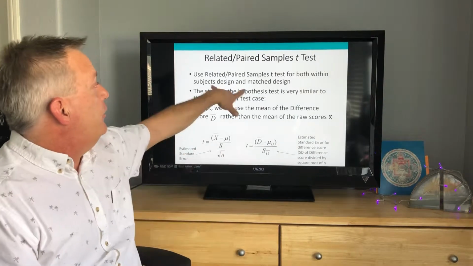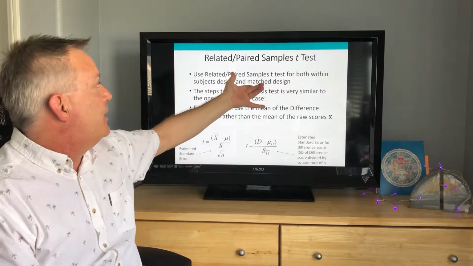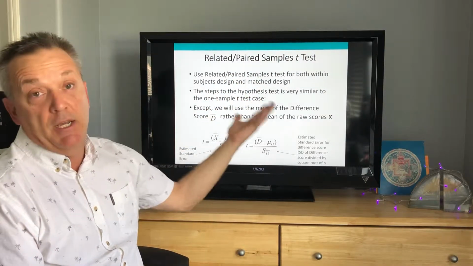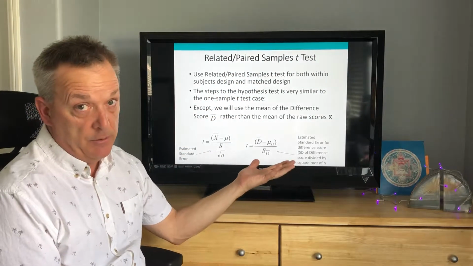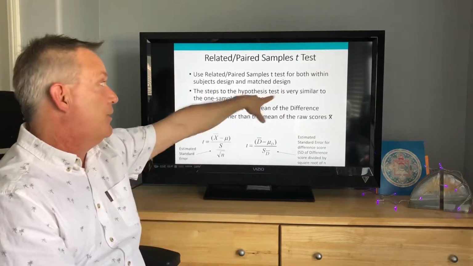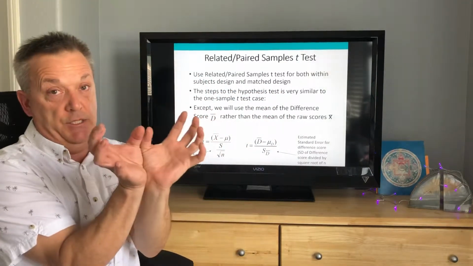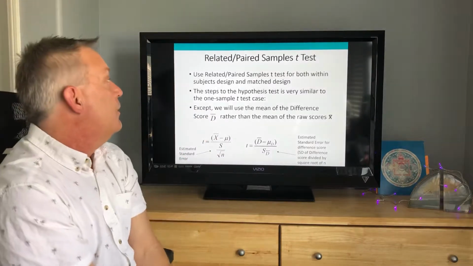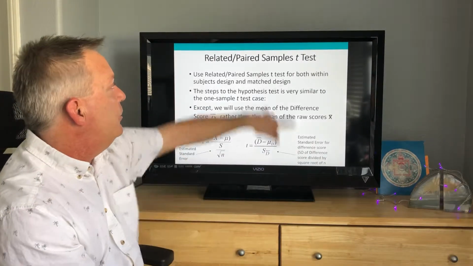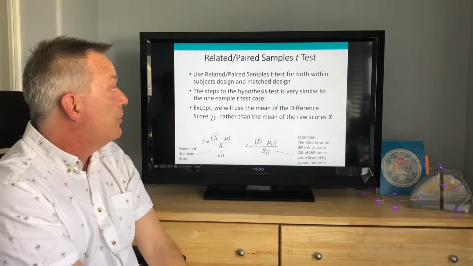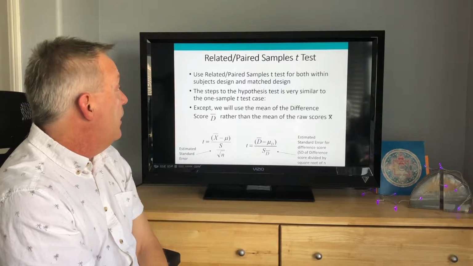And you, again, use the paired samples t-test for both within subjects design and a matched design. Okay, so even though it's a between subjects design, it's a matched design. And so they're dependent in some way, these scores. And that's why you use the paired samples t-test, also called a dependent samples t-test in other literature.